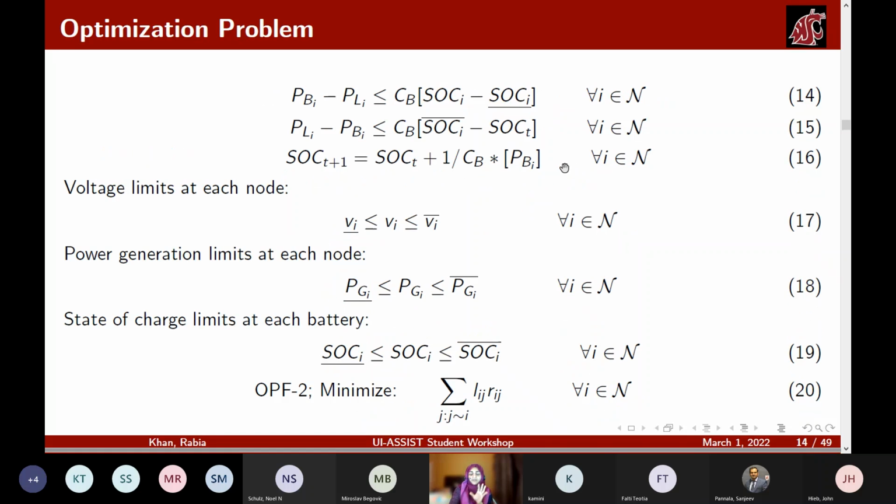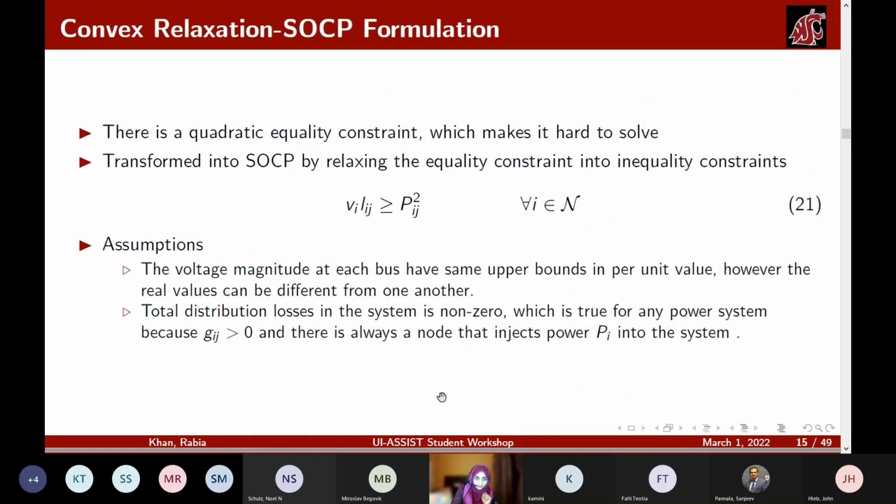These are the other equations that we will be considering for the batteries and their state of charge, and we will be performing some dynamic analysis as well. So we'll be considering state of charge at multiple time instants. And these are some limits, upper bounds and lower bounds on voltage, power generation, and state of charge. And OPF2 is the one that has been introduced in the literature. So we'll be comparing how we can improve the performance of the overall system by comparing just distribution losses with what we have proposed, distribution losses and improving the converters' efficiency in the system.